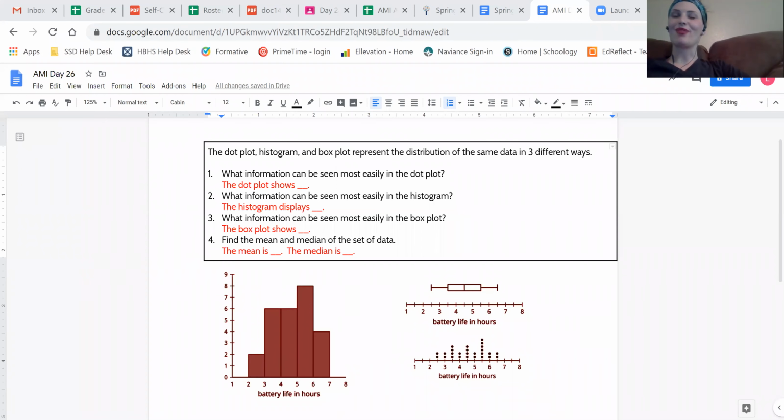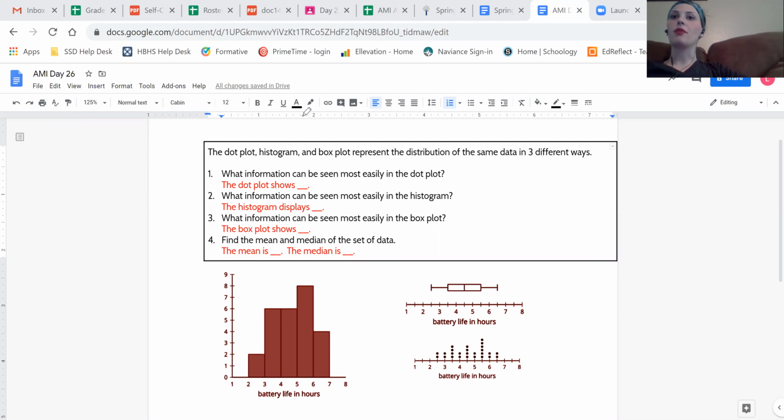Good morning. Today we're looking at the AMI packet for the math section on day 26. I'd like to start by reading the problem. This says the dot plot, histogram, and box plot represent the distribution of the same data in three different ways.